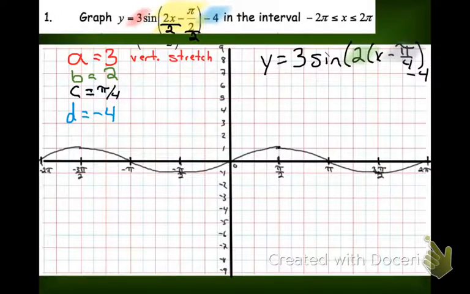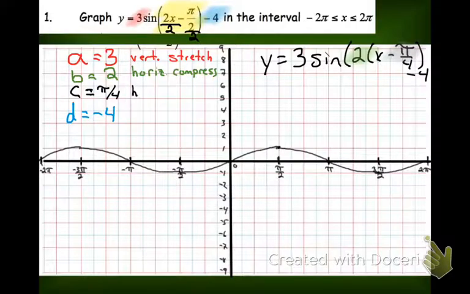And b here, 2, is our b value. That's actually going to be a horizontal compression, because you're going 2 times as fast. You have twice as many curves in the time that you would normally only have 1.